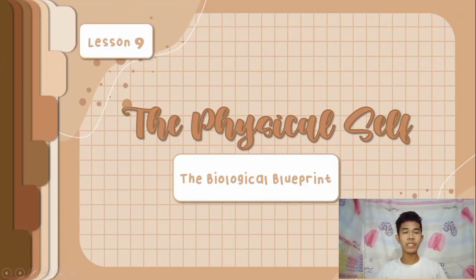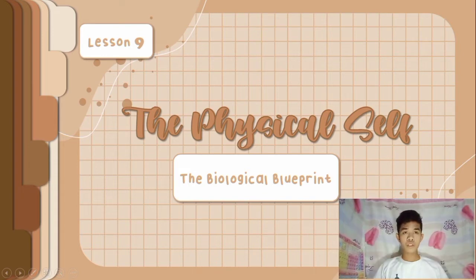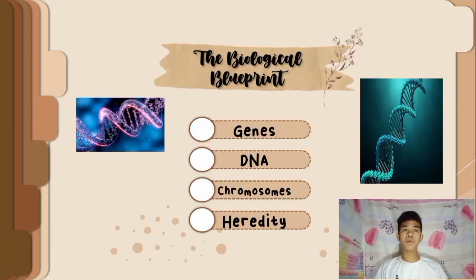Good day, everyone. This is Unit 2, Unpacking the Self. In Lesson 9, we will discuss the physical self and the sexual self. In the physical self, there are two factors, the biological factor and the environmental factor. Also, issues about physical health, hygiene, nutrition, standards of beauty, and other socio-cultural factors will be discussed. The first factor is the biological blueprint.